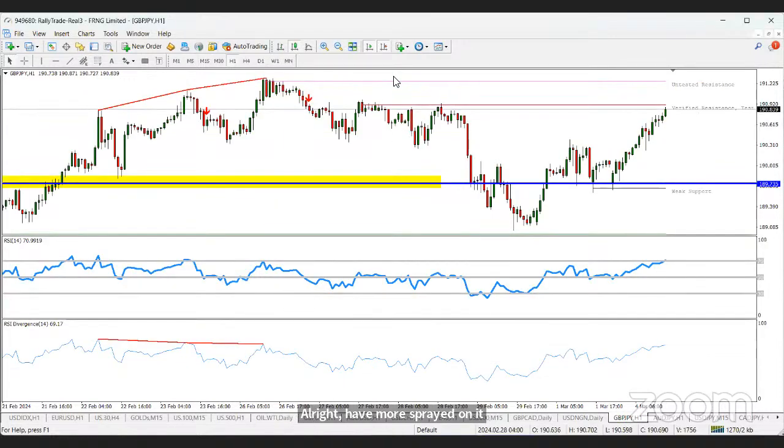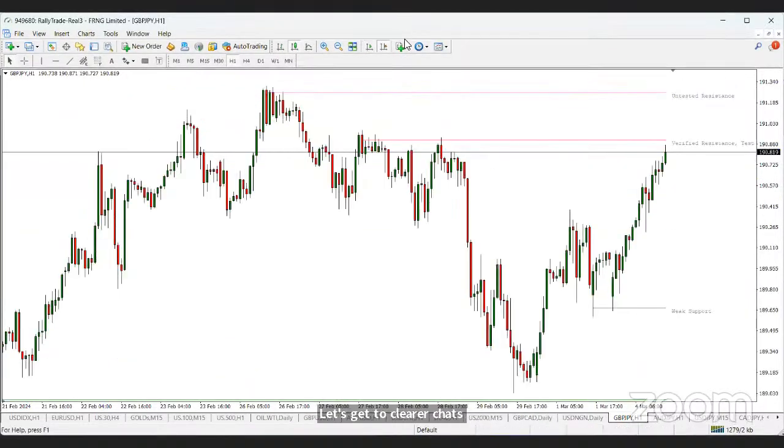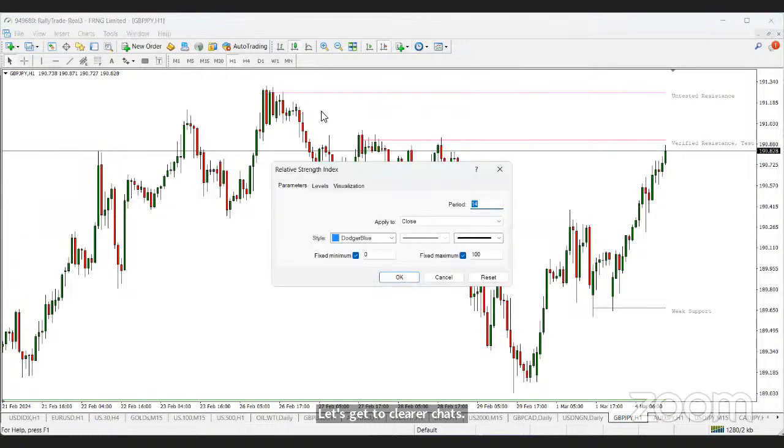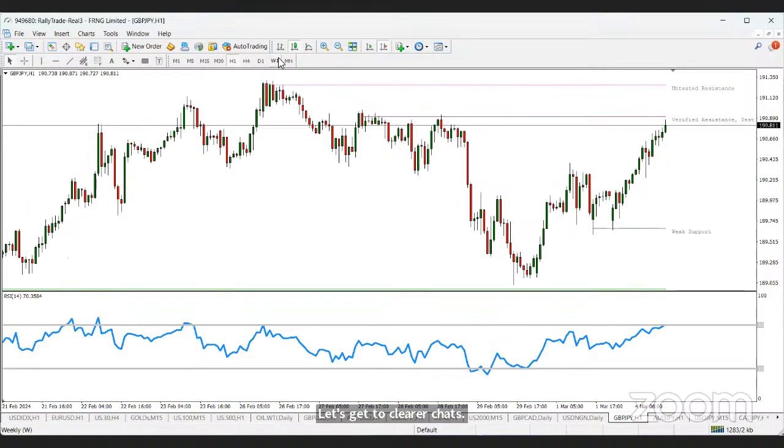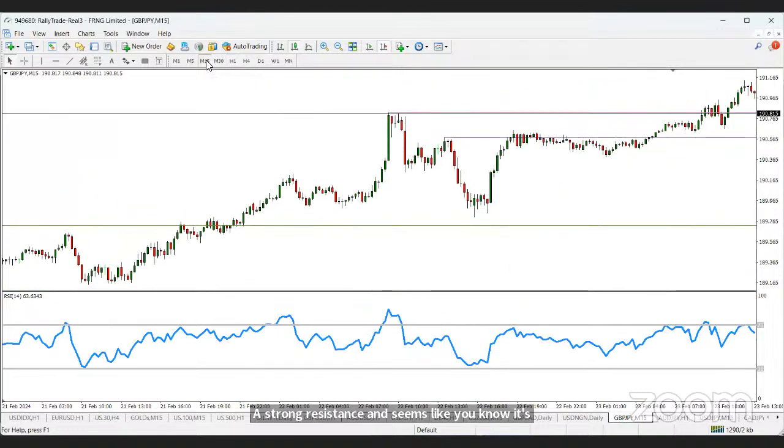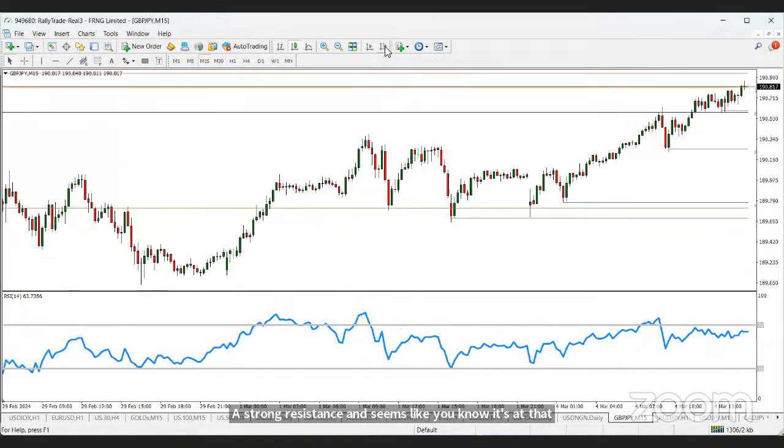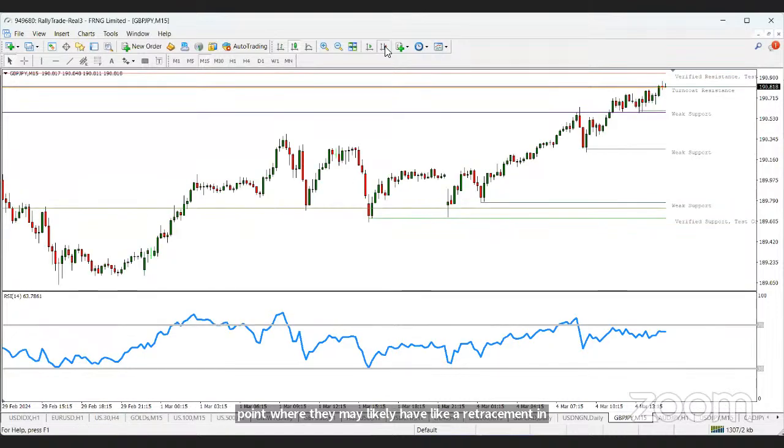I think we can look at GBP JPY also, guys. GBP JPY right now is also at a strong resistance. Let's get a clearer chart. It seems like it's at that point where we may likely have a retracement in the market, because if it cannot break that resistance, then it's going to head downwards. Also, there is actually a divergence on GBP JPY. Let's look at it on my RSI.